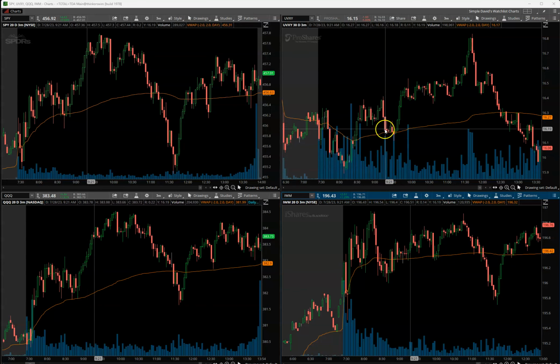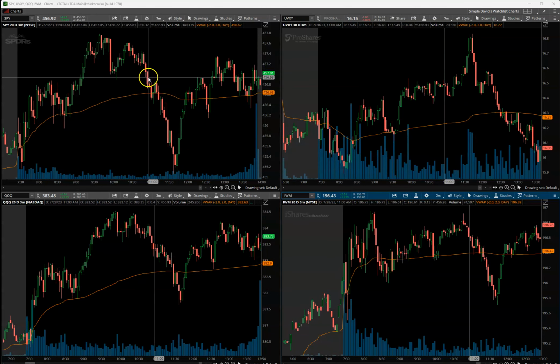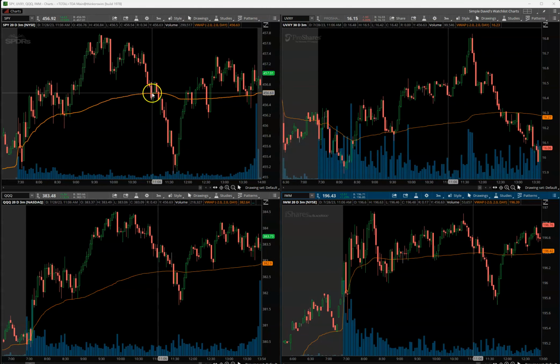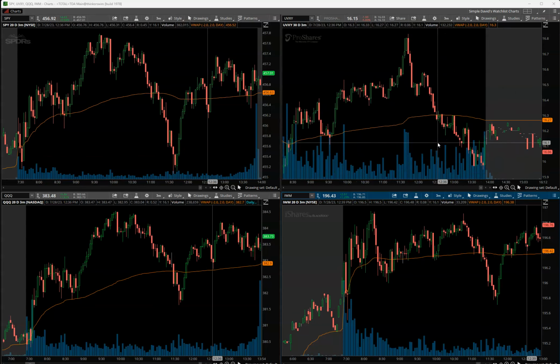Okay, so if I see that a couple of the charts are bouncing off VWAP and SPY is coming down to VWAP, I might look to exit, because that's going to tell me that a reversal might be coming. So there's a lot of information that you can gather from these.